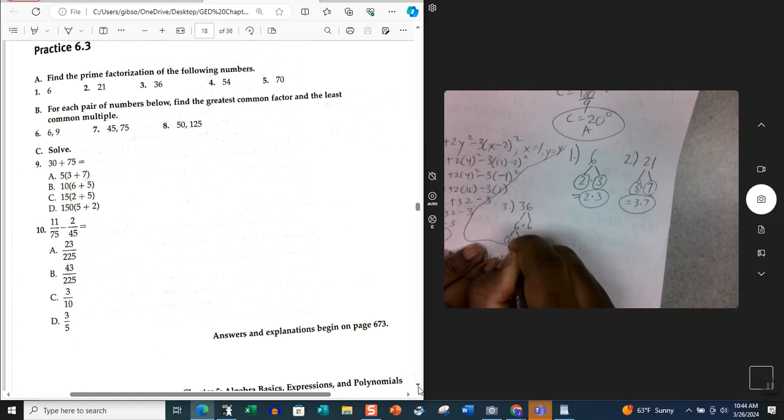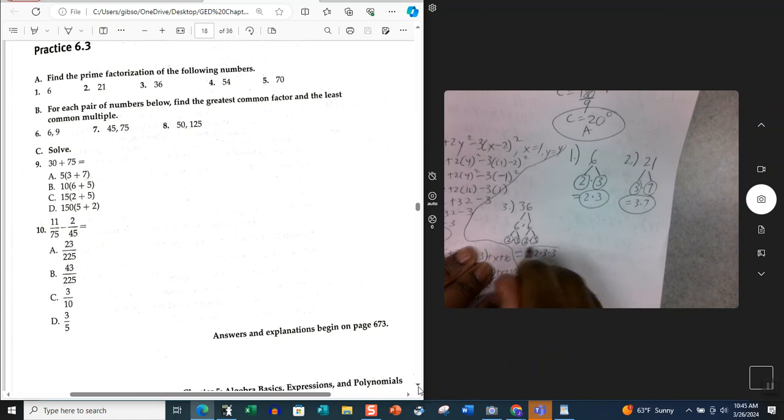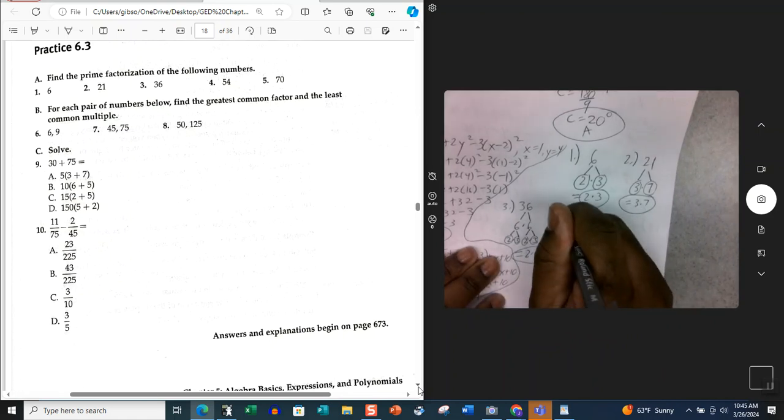We know 2 is prime and we know 3 is prime. And we could break this other 6 up to 2 times 3. 2 is prime and 3 is prime. So all of these are prime. So we'll do 2 times 2 times 3 times 3, because typically we try and write them in order from smallest to greatest. Okay, number 4.